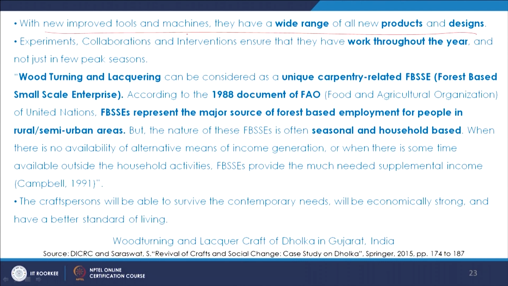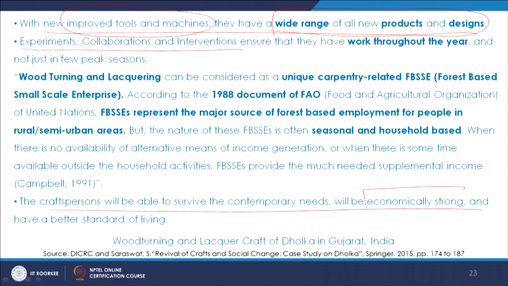So if we see, with the new improved tools and machines, and with this technology intervention, their product range improved, and there was a wide range available now. There were a lot of experiments and collaborations that resulted in interesting prototypes. It allowed the craft persons to be economically strong, because the prototypes were so interesting that they already started getting the projects while we were still having workshops with them.